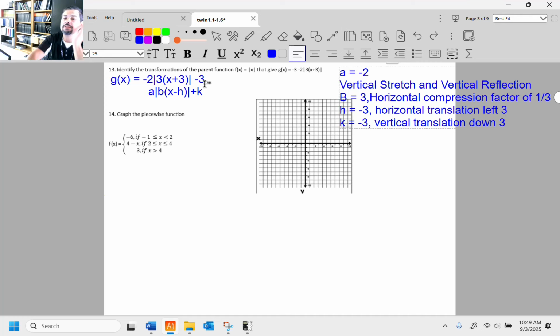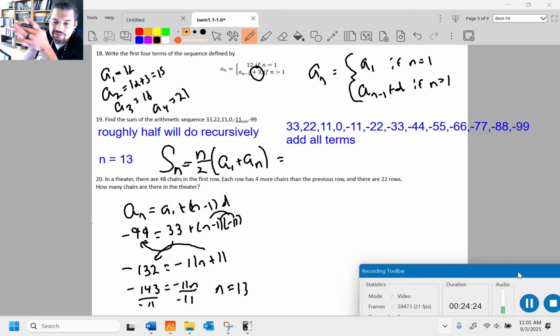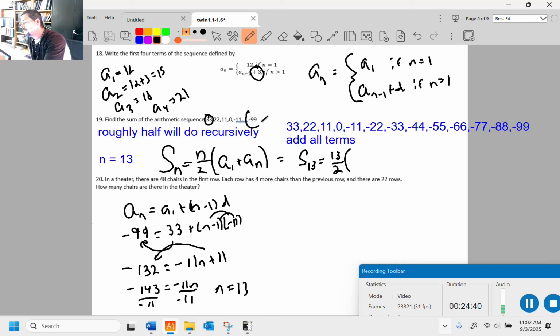Anyways, that is how you do it explicitly. If this thing had only so many terms, I'd be hard pressed to do it explicitly. But that being said, I'm teaching math here. So the sum of 13 things is going to be 13 over 2 times the first term, which was given, as was the last term, 33 plus a negative 99.